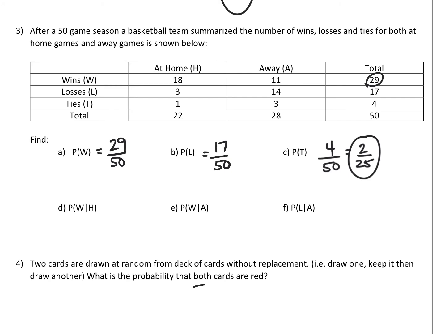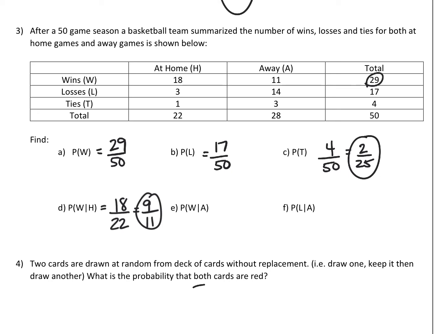So it says the probability of getting a win given that I was at home. So what that now is saying is don't look at my total column over here, just look at the at home column. So when I'm at home, I played a total of 22 games. And of those 22, how many were wins? Well, 18 of them were, right? So if I reduce that, it comes down to 9/11ths.